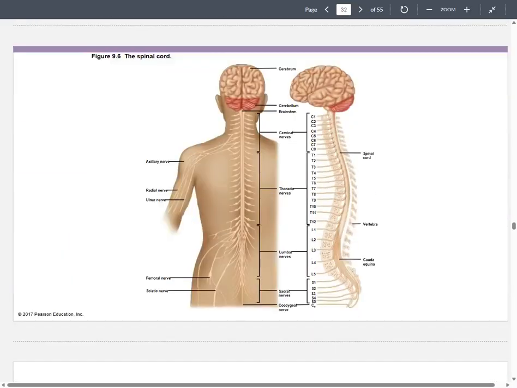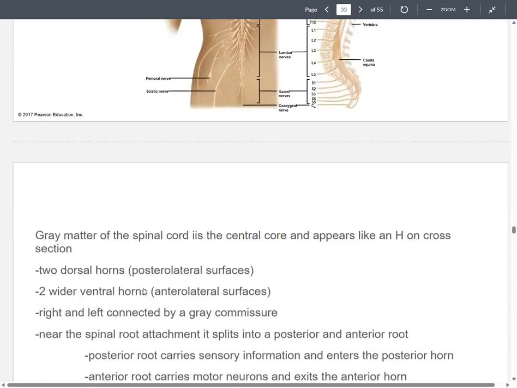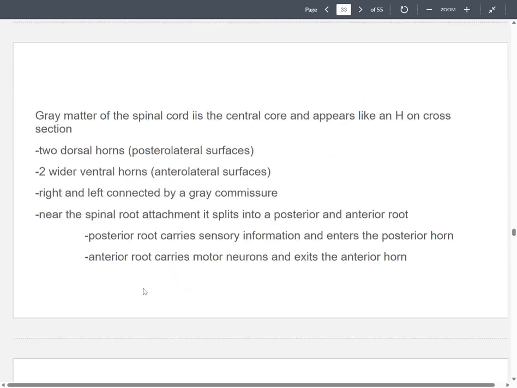Here's our image again. Right, so gray matter. Gray matter, remember, is going to be the axons that do not have a myelin sheath. So down the middle or core of the spinal cord, we're going to have a bunch of gray matter, and it's going to have an H-like appearance on cross-section. We actually saw that in lab and also on the first day of lab.